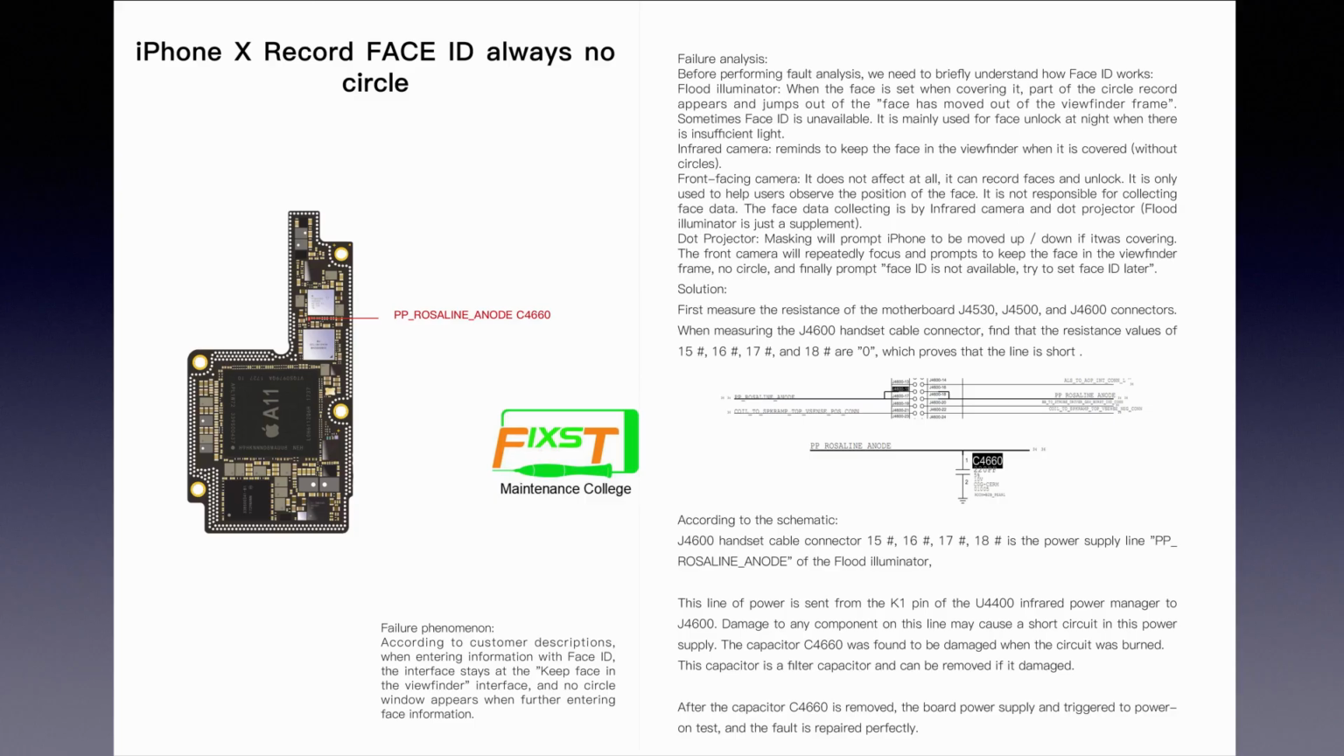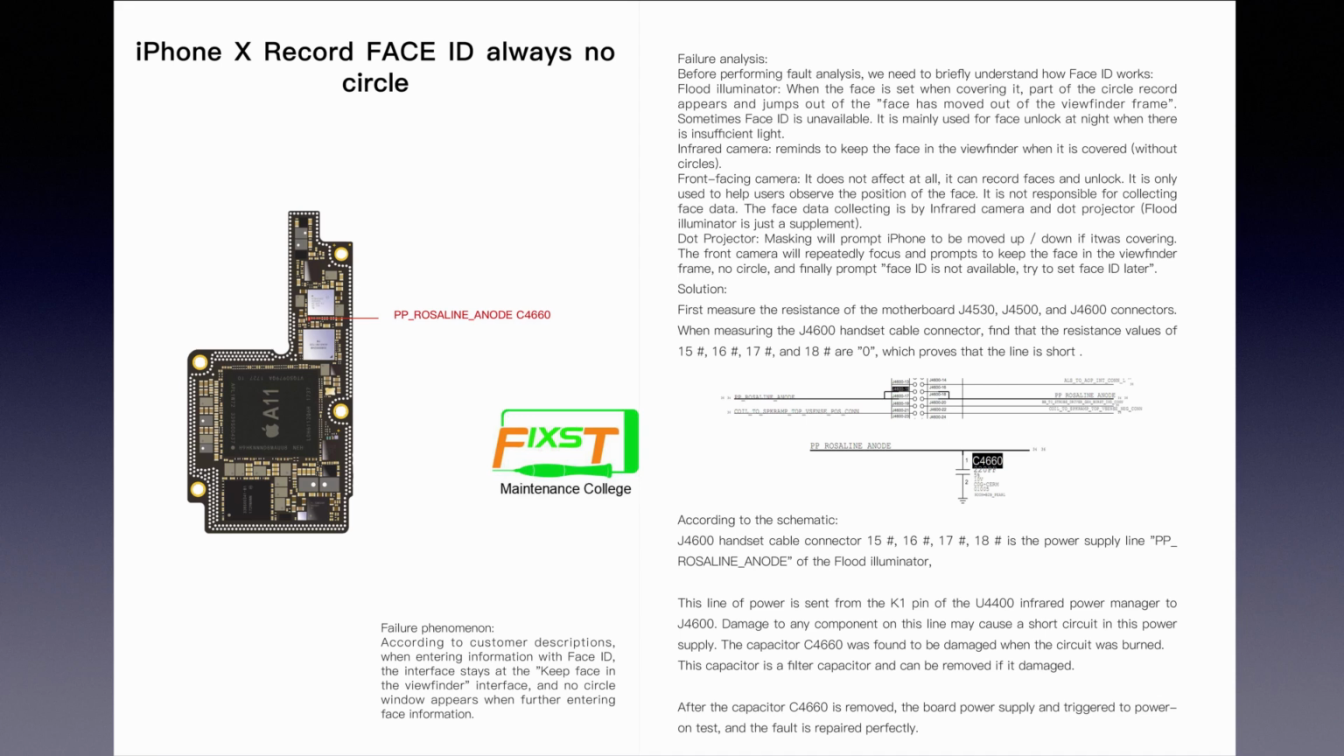Okay, now we show you some cases to help you understand more. This is an iPhone X. When you record the Face ID, there is no circle. When we enter the Face ID interface, it stays at the keep-phrase viewfinder interface, and no circle comes out when entering the face information. When we see this case, first we need to confirm whether the related components are good or not. We can use our eyes under the microscope to check it. If there is no crack, we can try the next step to repair it.